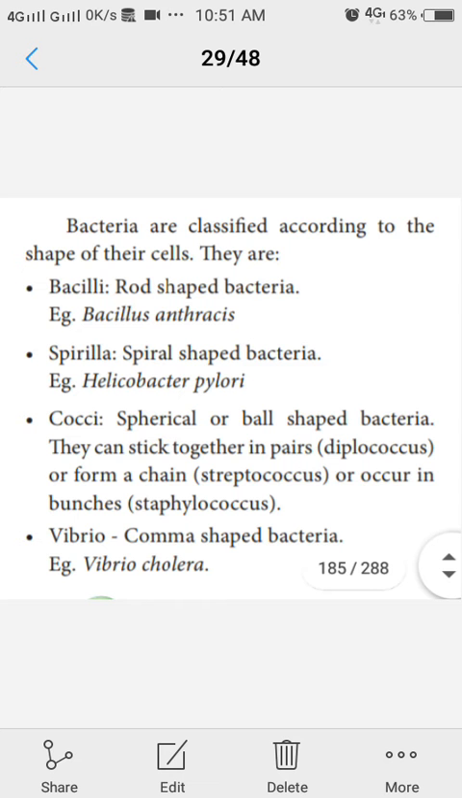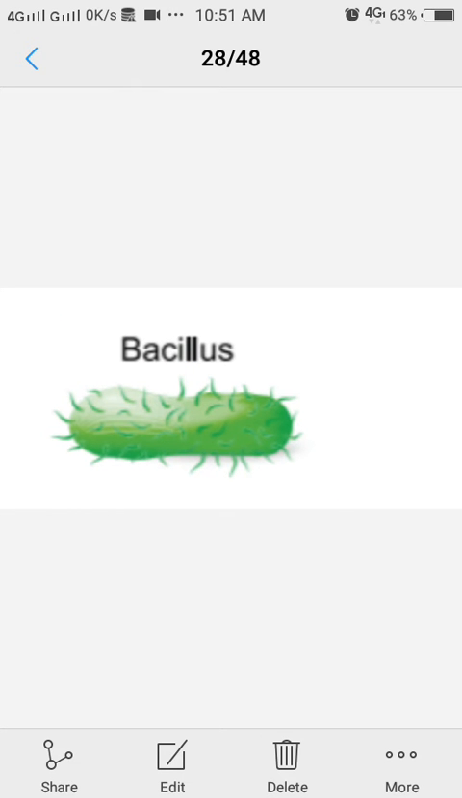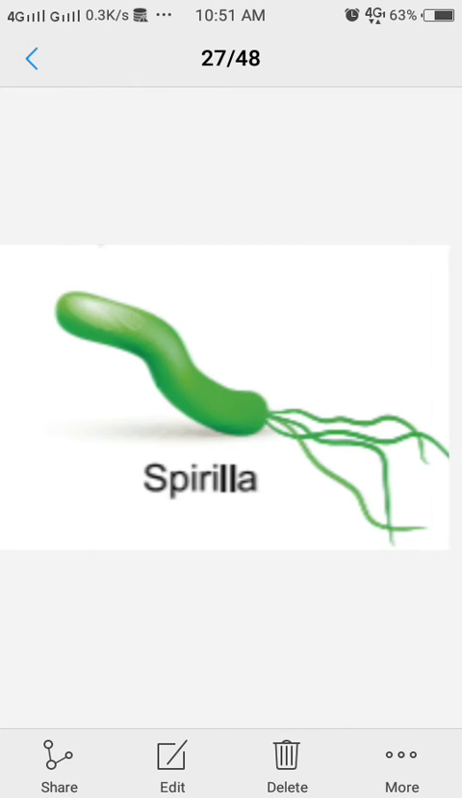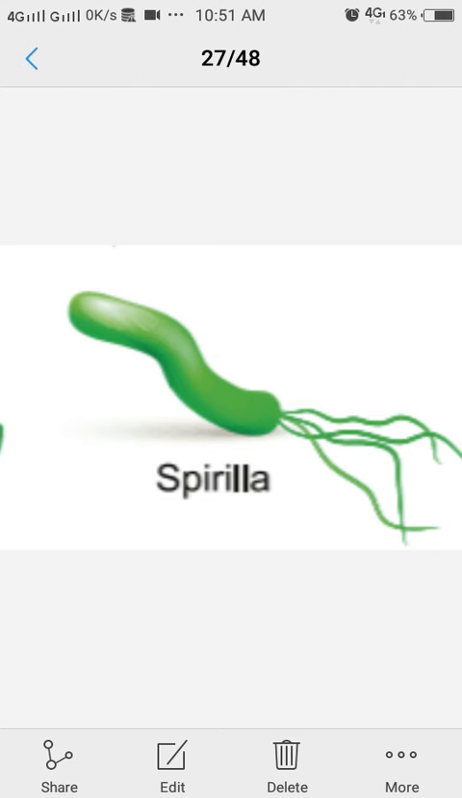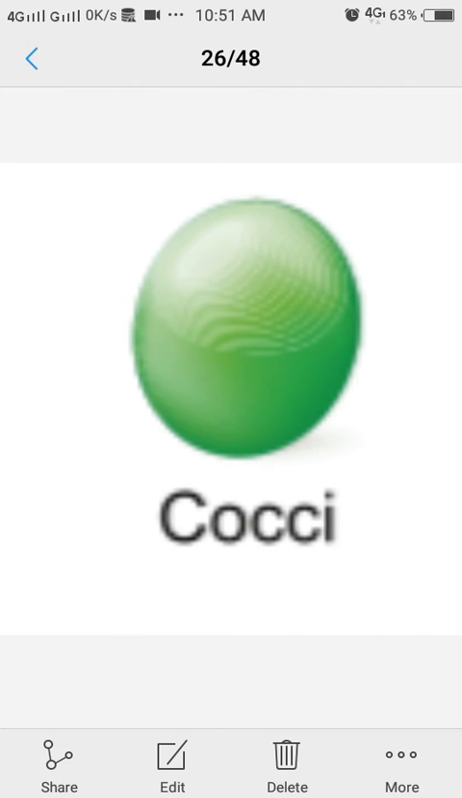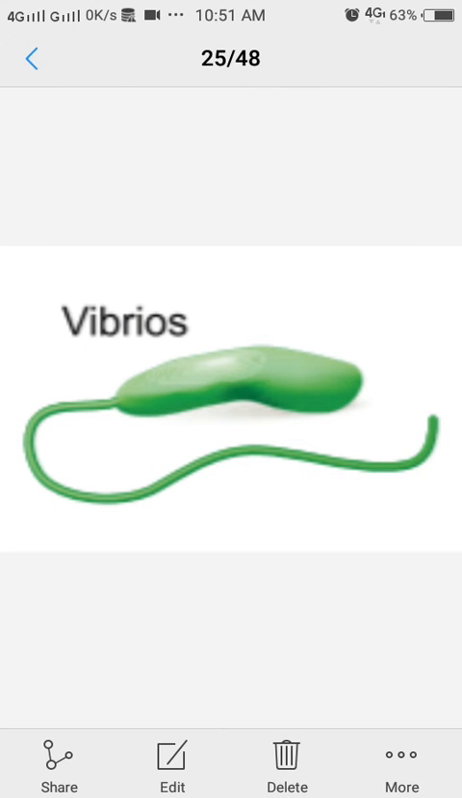What are the four types of bacteria? First one, bacilli. Second one, spirilla. Third one, cocci. And fourth one, vibrio. These are the four classifications of bacteria according to the shape of their cells. First we will see one by one.